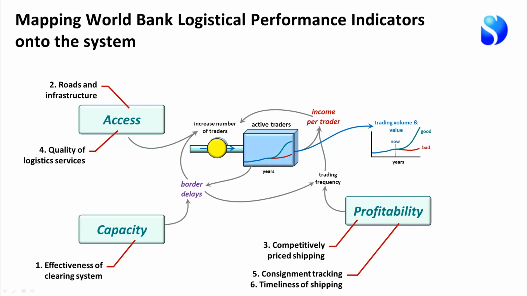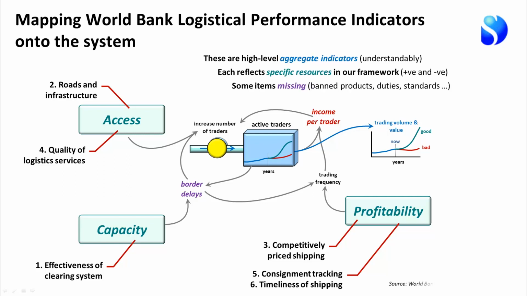And the World Bank tracks the performance of consignment tracking and timeliness of shipping, which again affect the profitability of trade. These are high-level aggregate indicators, understandably, given the high-level overview that the World Bank has to take on these issues, but each reflects specific resources in our framework, both positive and negative. Some items are missing. There's nothing here about banned products, duties, or standards, for example, but then that's not surprising either, because this is tracking specifically the logistical performance indicators. It's not attempting to track everything about the trade system.